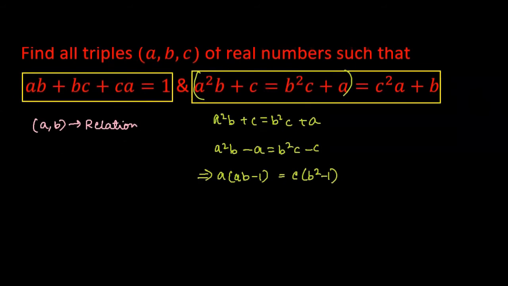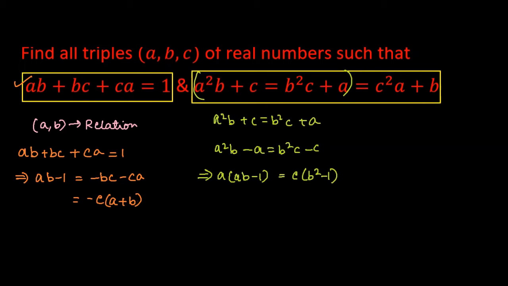Now, we are also given the equation that AB plus BC plus CA is equal to 1. From here, I can say that AB minus 1 is equal to minus BC minus CA. Take 1 to the left hand side and BC and CA to the right hand side. This is the same as minus C times (A plus B). So I can replace AB minus 1 by minus C times (A plus B). When I replace it, I get A times minus C times (A plus B) equals minus C times (1 minus B squared). Take minus common from this term.